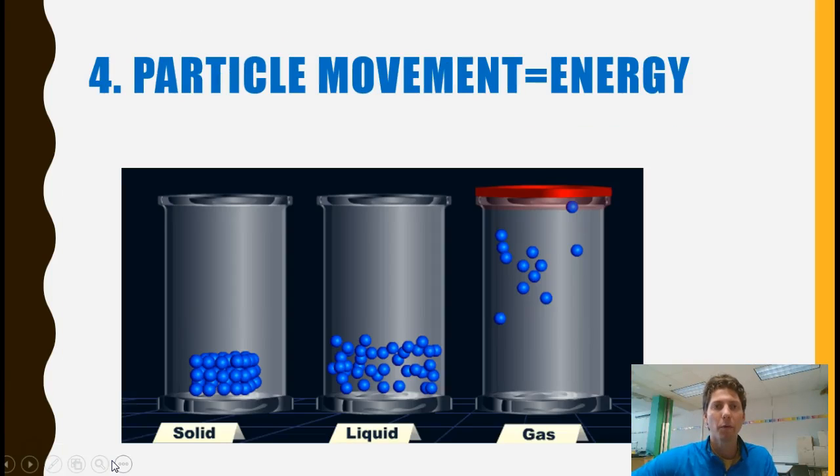And lastly, number four, particles must have energy and be moving. Now, it just happens that particles in a solid state tend to be more compact and tightly spaced, whereas in a liquid and a gas, they tend to get spaced out more and more.